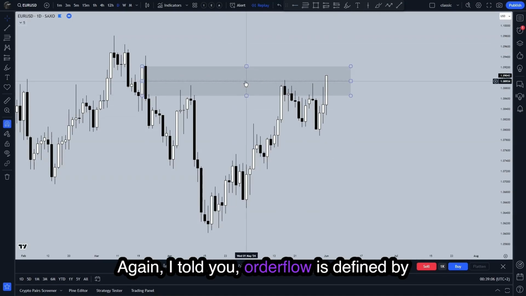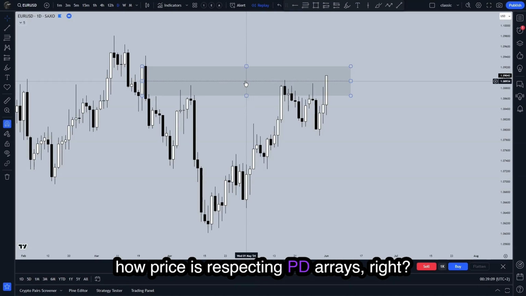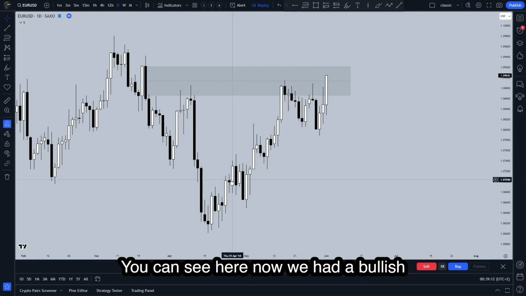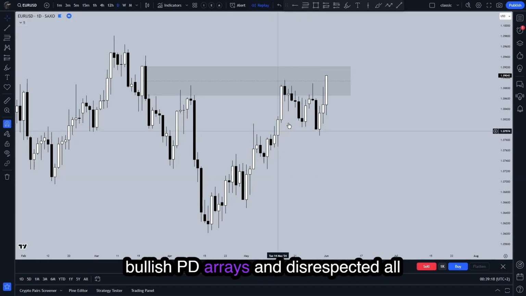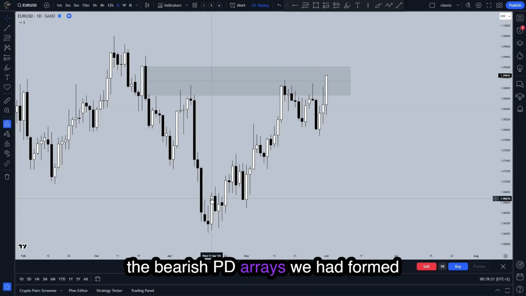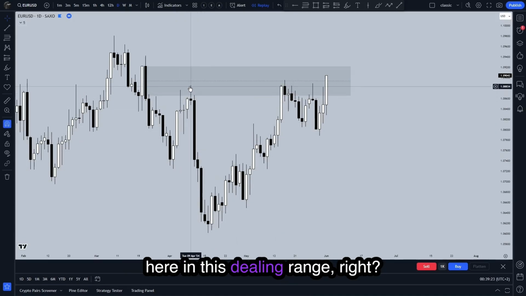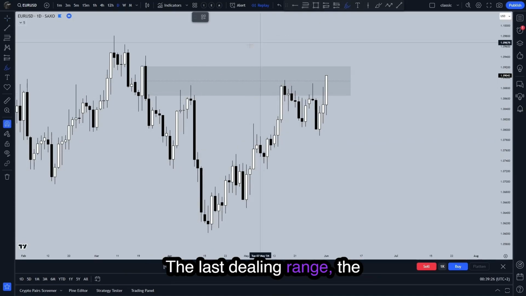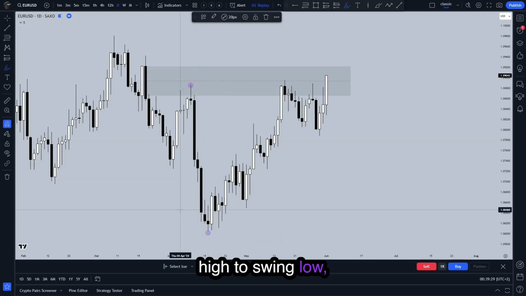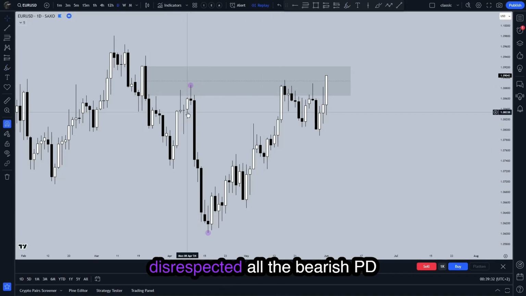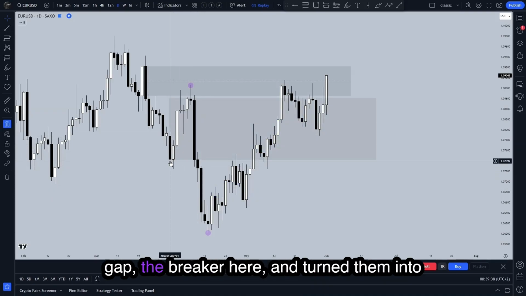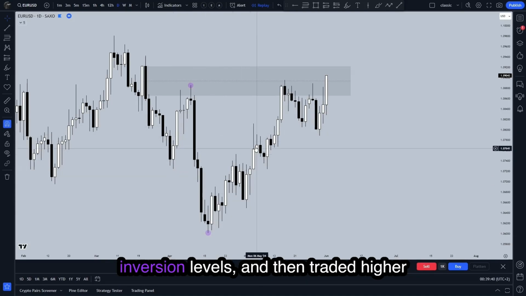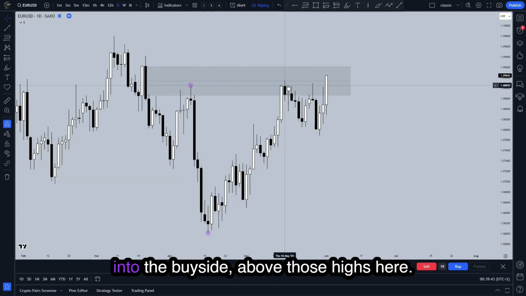Again, I told you order flow is defined by how price is respecting PD arrays, right? You can see here we had a bullish order flow, and price was respecting bullish PD arrays and disrespected all the bearish PD arrays we had formed in this dealing range. The last dealing range, the bearish one, was this swing high to swing low. You can see price disrespected all the bearish PD arrays, this fair value gap, this fair value gap, the breaker here, and turned them into inversion levels and then traded higher into the buy side above those highs here.